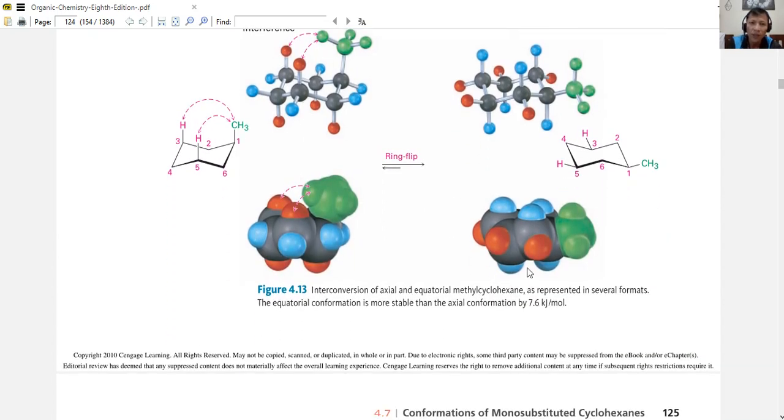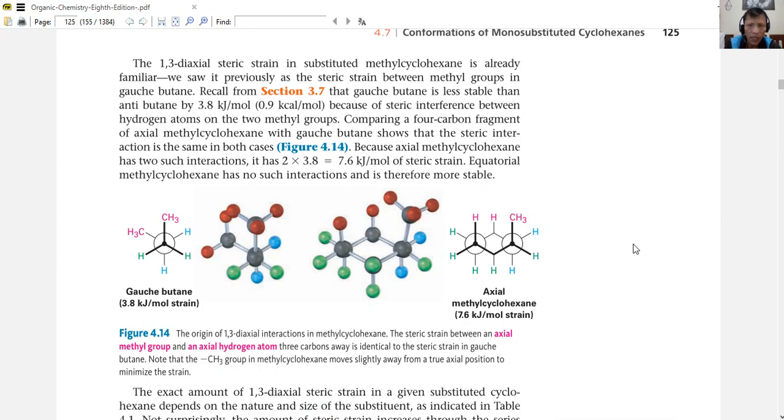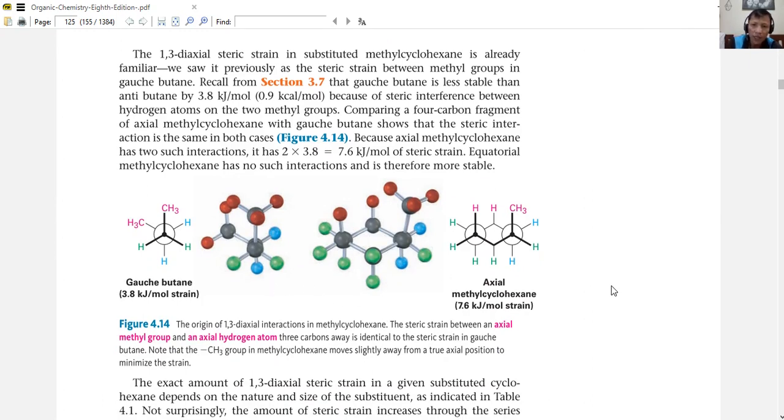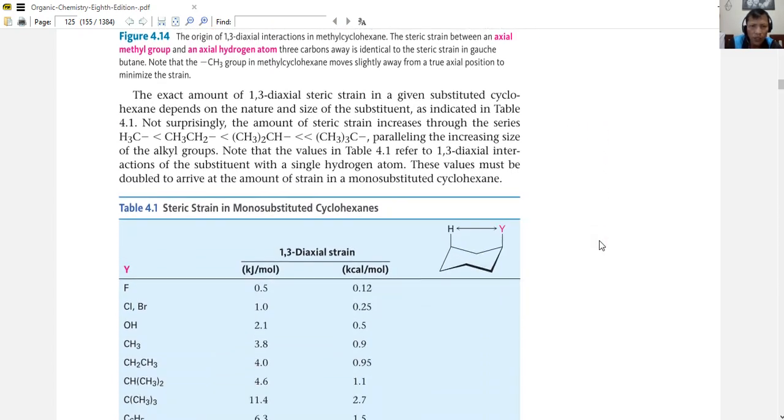Okay, this is how it looks in the electron density representations. And then you have, of course, terms like gauche. It's already discussed in chapter 3, LP3. And then you have a monosubstituted, you have a disubstituted, you have a butane, and then in comparison with your methyl cyclohexane, and then you only have to read what it says.